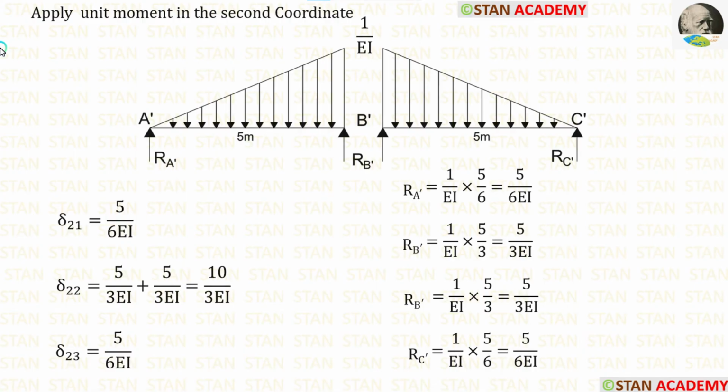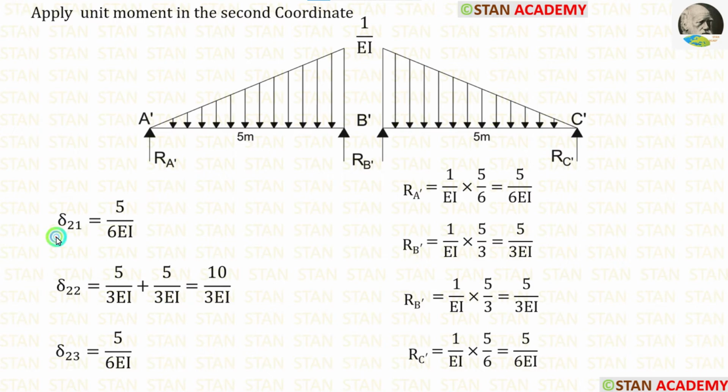Now let's find the second row in the flexibility matrix. For that, we have to apply unit movement in the second coordinate. When we apply unit movement in the second coordinate, here the movement will be 1 and here the movement will be 1. Here it will be 0 and here it will be 0. Using that, we can draw this diagram.